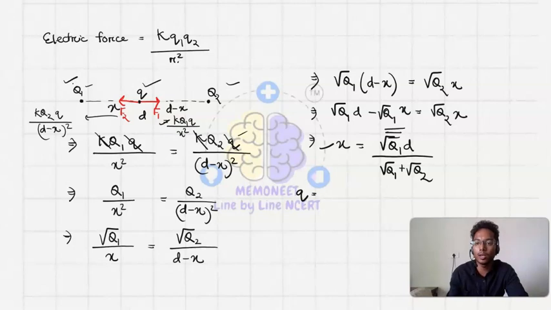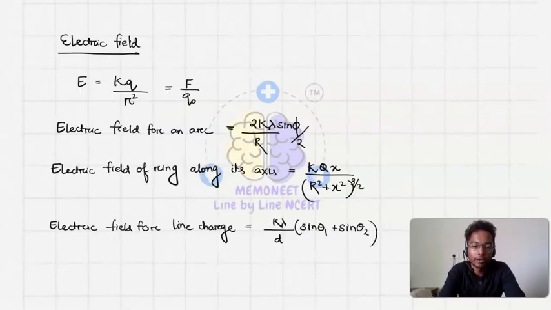Okay, so let's go to the electric field section. Electric field, we know that it is k q upon r square, that is F upon q, is the formula for the electric field. So that is force per unit charge.